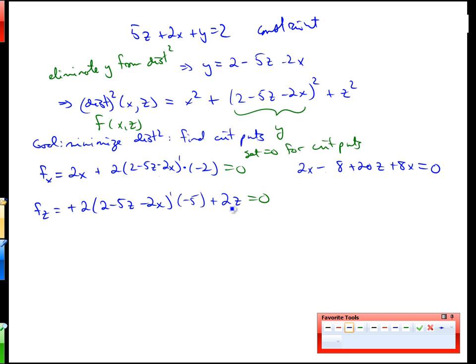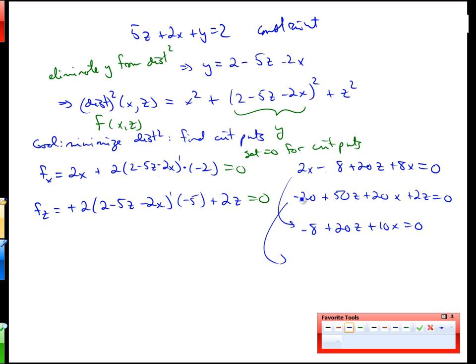In the z derivative, what can we do? We can expand this. Notice it's minus 10 times everything. So we'll have minus 20 plus 10 times 5 is 50z. 10 times 2 is 20x plus 2z's equals 0. And we can tidy that up. We'll have minus 8 plus 20z plus 10x.